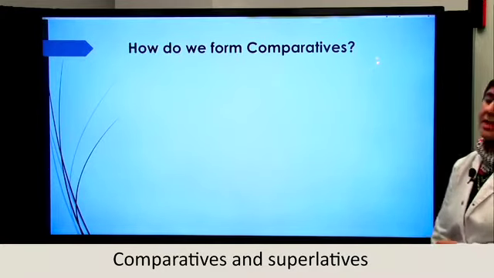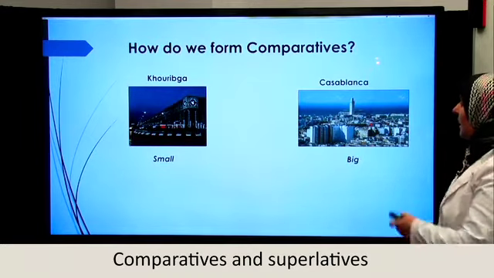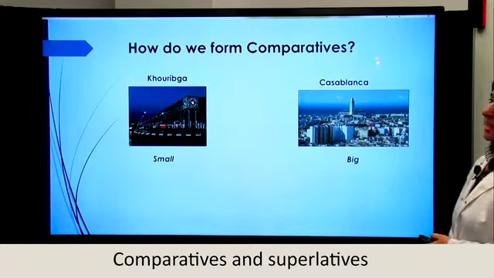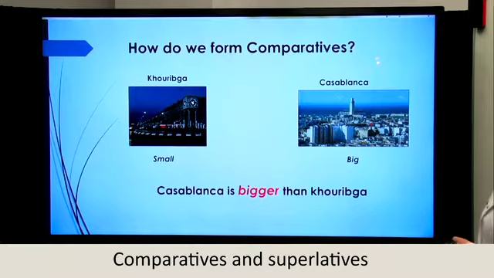Now, how do we form a comparative? Let's compare, for example, two cities. Here we have Casablanca. We know that Casablanca is big and Khouribga is small. So if we want to compare the two cities, we're going to say Casablanca is bigger than Khouribga.